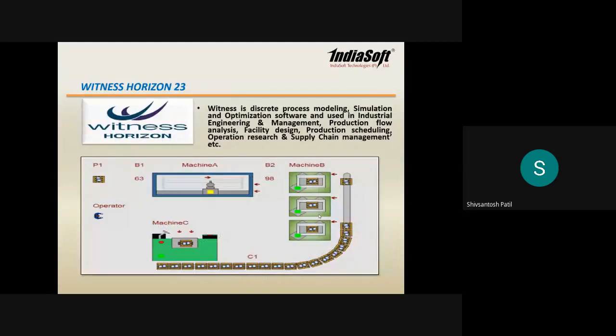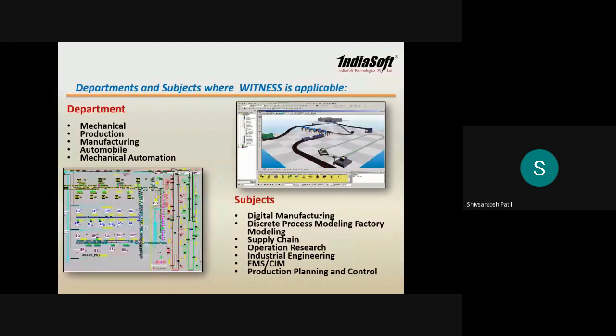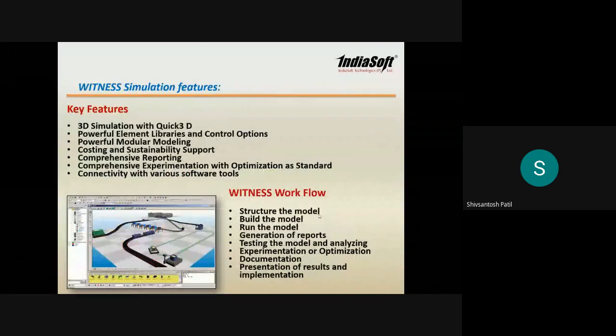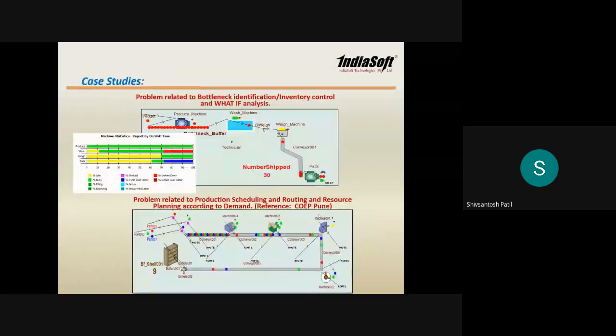So Witness is a discrete event process modeling, simulation, and optimization software used in industrial engineering, management, and the service industry also, production scheduling and supply chain management. Where it is applicable, these departments have been shown. I will not go into much detail. We have 3D capabilities, control options, reports generation, and documentation. We will see all of that today.